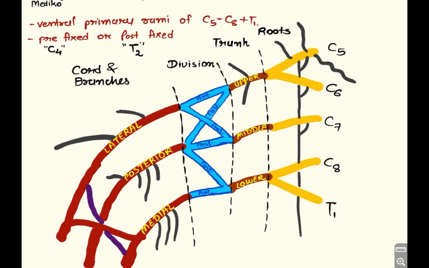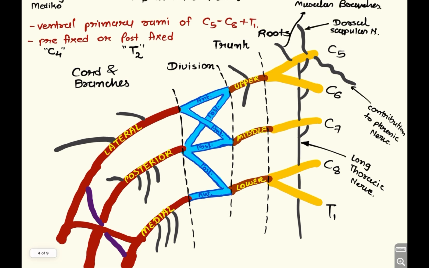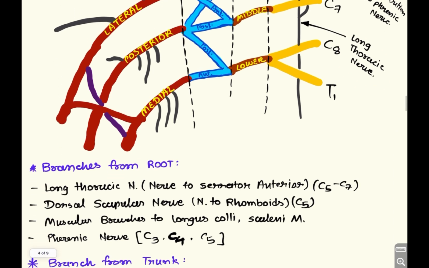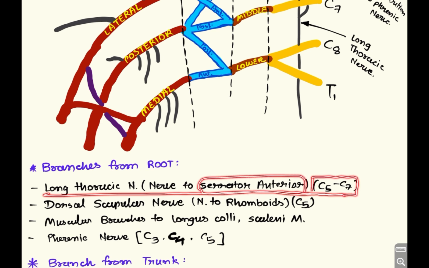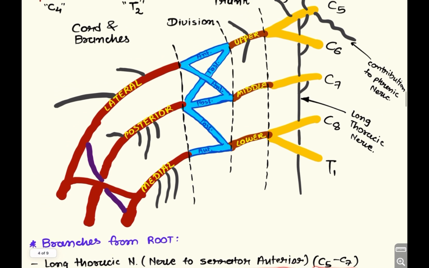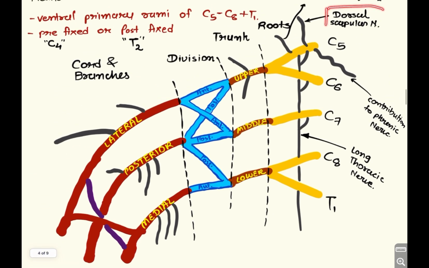Now let's see the branches of the brachial plexus. These are the branches from the roots. We have 4 branches from the roots. The first main branch is the long thoracic nerve, which is also known as the nerve to serratus anterior because it supplies the serratus anterior muscle, and it is also known as the nerve of Bell because serratus anterior helps in overhead abduction. It has a root value of C5, C6 and C7. The second branch is the dorsal scapular nerve.